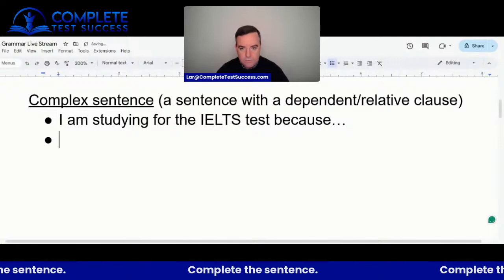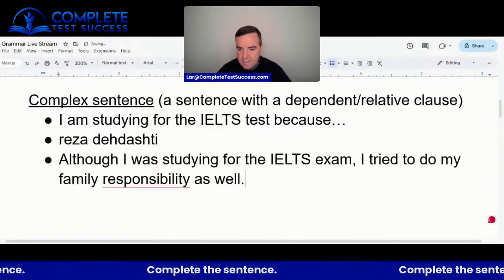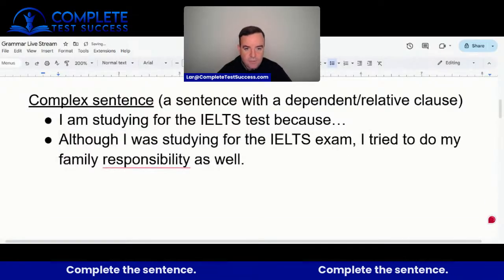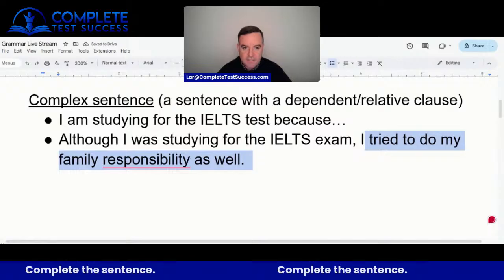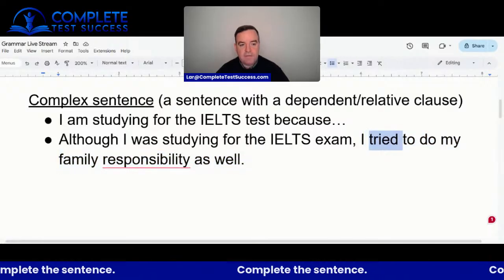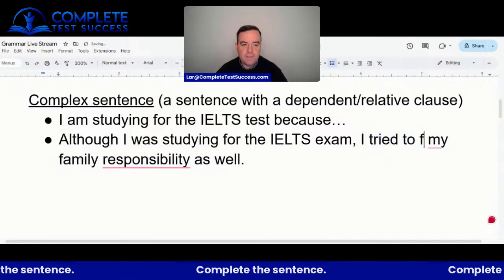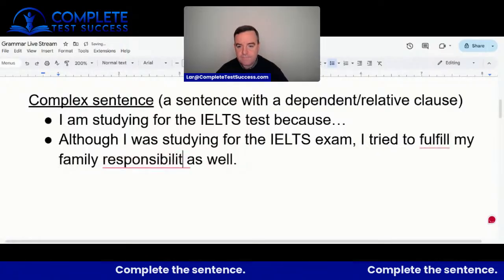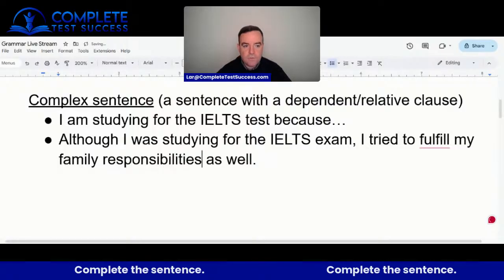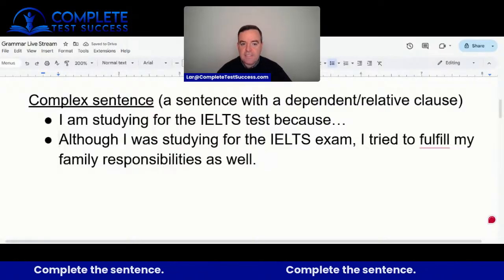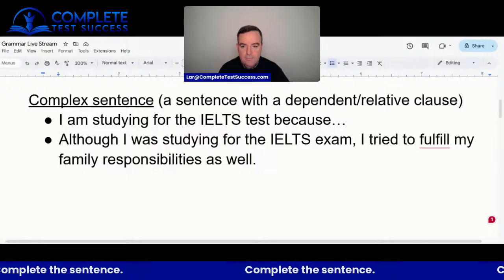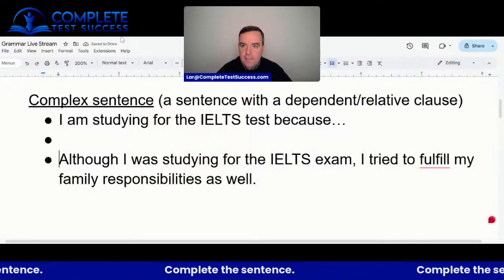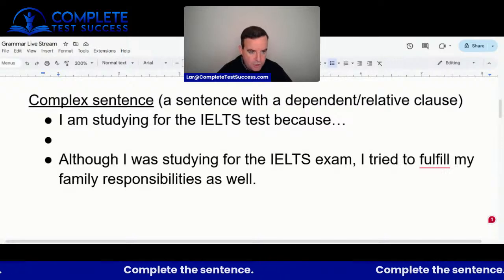Okay, so let me just copy in this one here. This was the previous one from Reza. Although I was studying for the IELTS exam, I tried to do my family responsibilities. We'd say to fulfill my family responsibilities as well. So that's not a problem with the structure. So yeah, that works. That's perfect. Thank you, Reza.